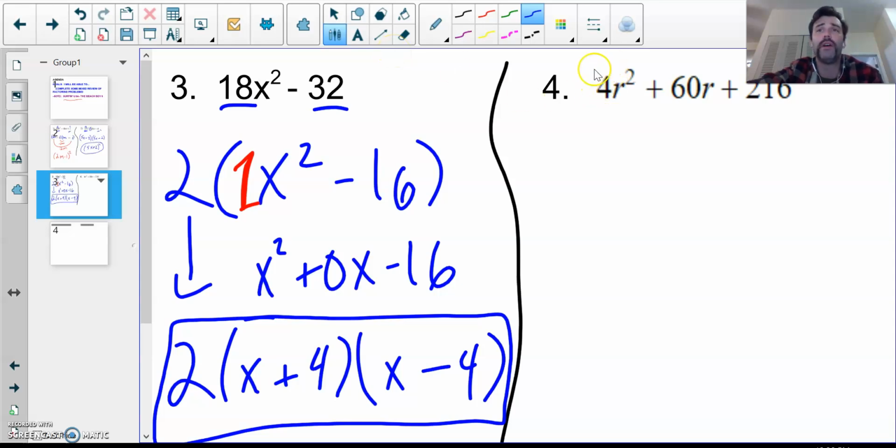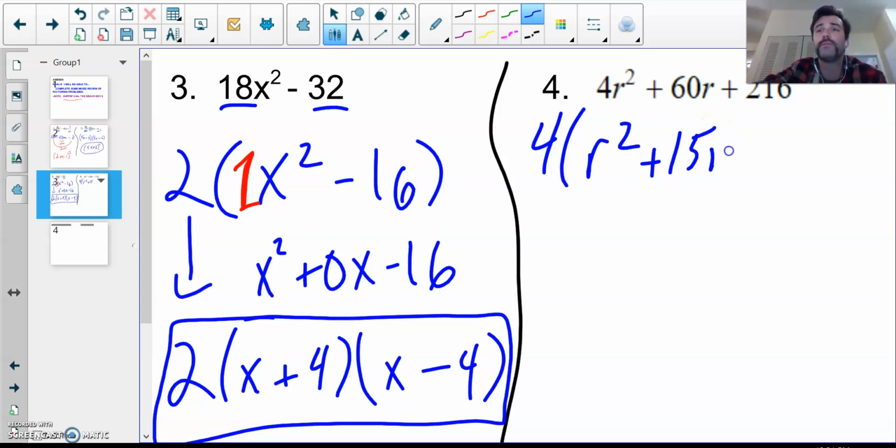Well, if I have a 4r squared here, then I'm going to test the easiest way to do it, which is to see if 4 goes into 60, and if 4 goes into 216. Luckily for us, 4 does go into 60, 15 times, and 4 does go into 216, 54 times.